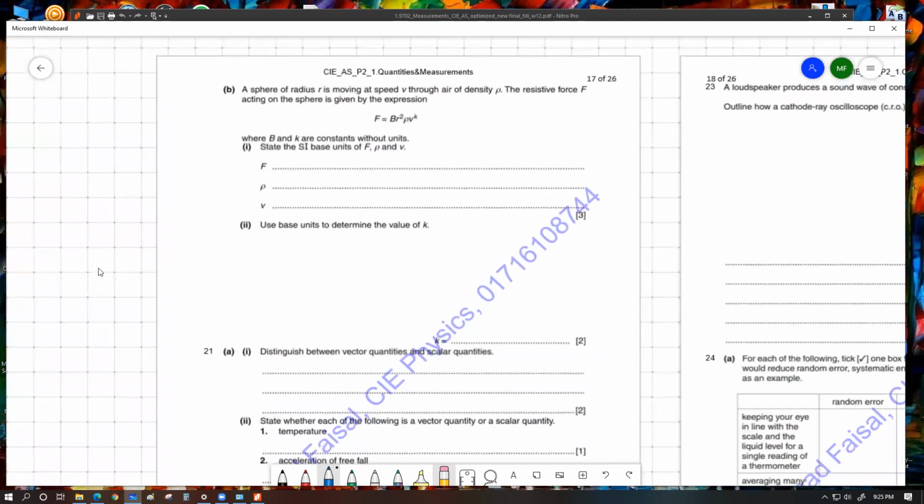Here it says b and k are constants without units. That means b has no unit, so we don't need to worry about b. So the entire derivative unit of F should be perfectly matched with the multiplication of all of these variables' units. Now we are asked to find the value of k, so let's write this equation. Use the base unit to determine the value of k.